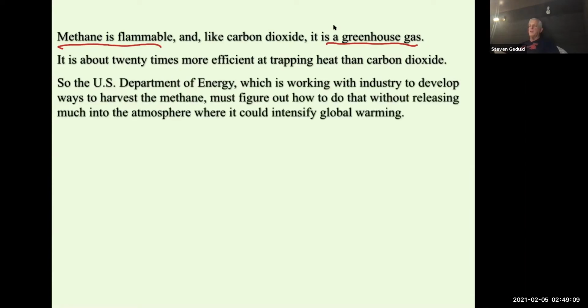The Department of Energy is working with industry to develop ways to harvest the methane, but they have to figure out how to do it without releasing it into the atmosphere. Because what's going to happen if it's released into the atmosphere? We already have problems with global warming from the carbon dioxide being released. If methane traps heat 20 times more than carbon dioxide, what can that do in our environment? It's going to really increase the greenhouse gas effect. So if we can mine it, we have to be able to mine it safely. The government should be right. When the government gets involved, it's always done safely.